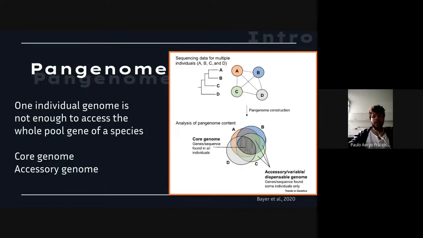And besides that, it's also possible to use whole genome resequencing to analyze the pangenome of a species. The pangenome concept arose first for microorganisms, when it was observed that when more than one individual per species was sequenced, those individuals may share some sequences, which is called the core genome of those species. But also, some individuals show exclusive sequences, exclusive to one individual or a group of individuals, and these sequences are called the accessory genome. So it's possible to observe that having only one genome is not enough to assess the whole gene pool of a species.